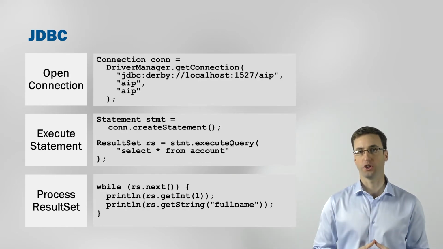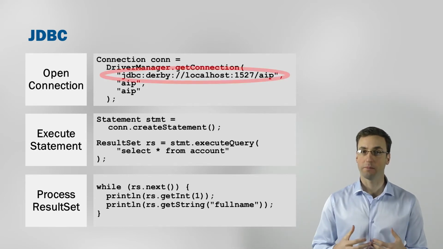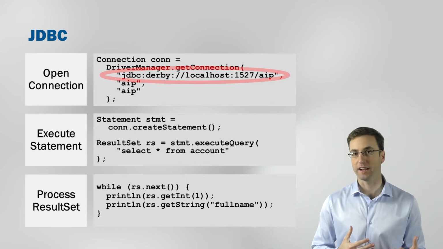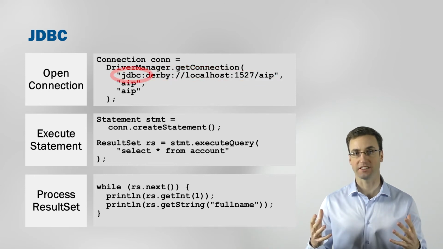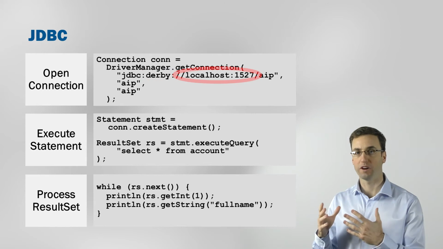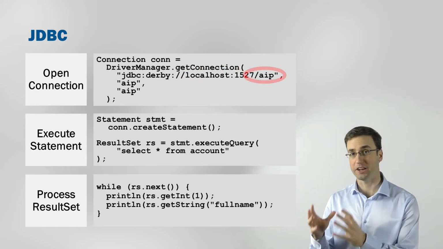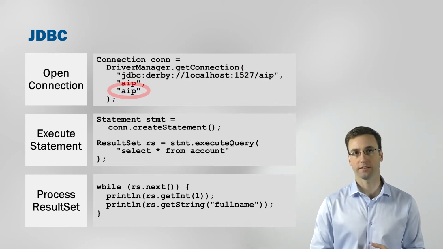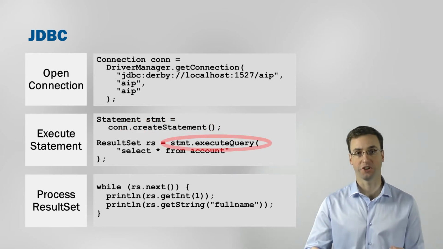So here's how we execute queries in JDBC. We get a connection from the driver manager by passing a connection string. This is the database equivalent of a URL or an email address. This connection string tells us to use JDBC to connect to a Derby database that's located on port 1527 on the local computer, to connect to a database named AIP with the username AIP and password AIP. This connection can then be used to create a statement, and that statement can be used to execute an SQL query.